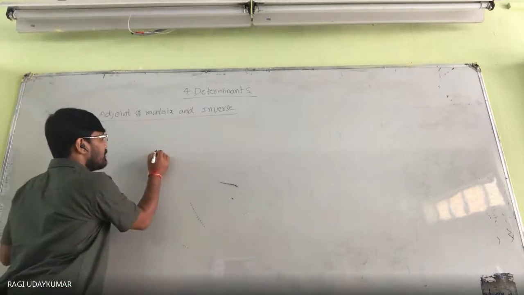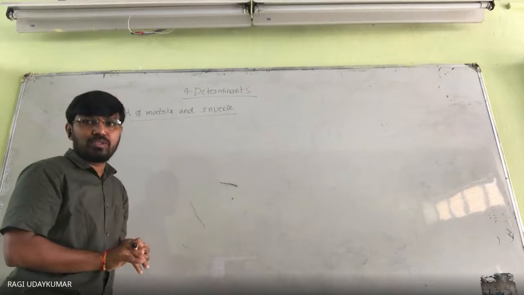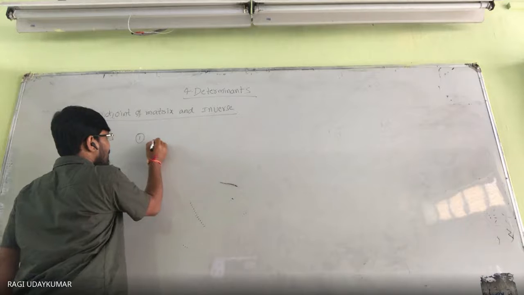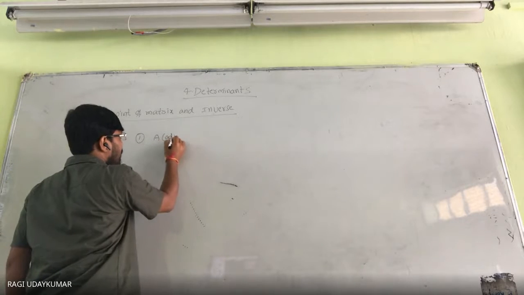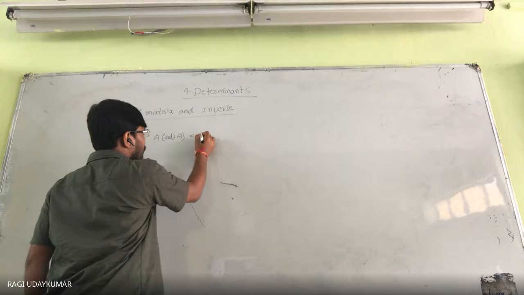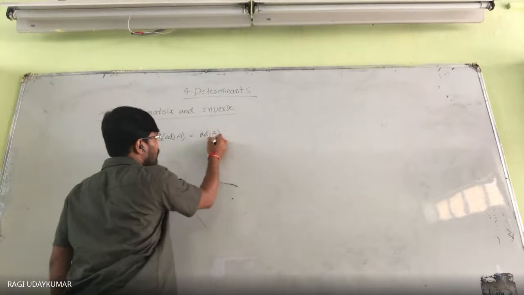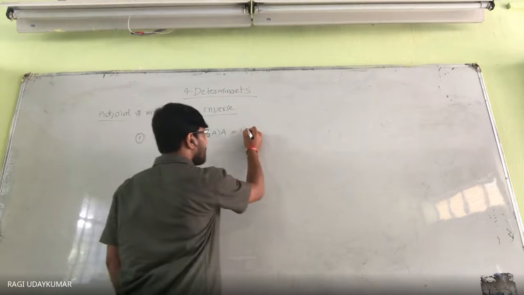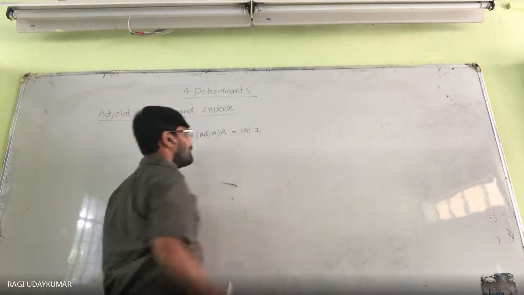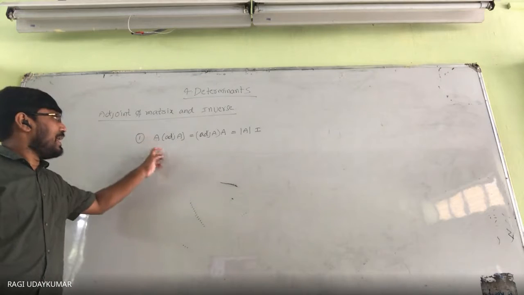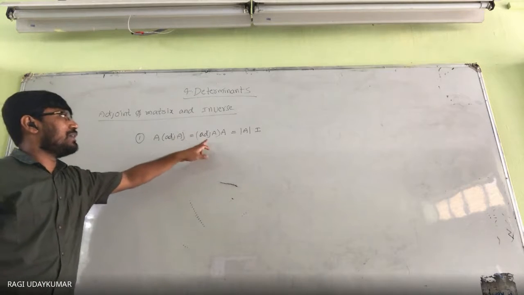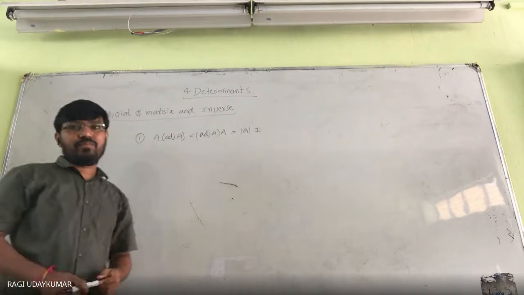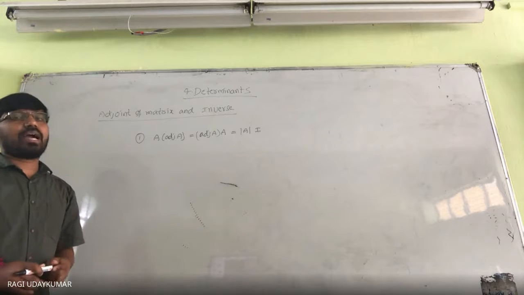Any matrix, see here, the main points you have to observe and remember: first thing is that A into adjoint of A is equal to adjoint of A into A is equal to determinant of A into I. This theorem also you have learned.